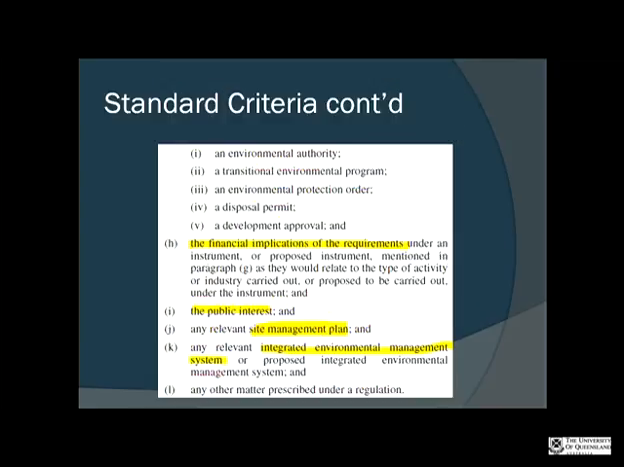You'll notice, though, that I've highlighted H on the second slide. They have to take into account the financial implications of any requirements that they're seeking to impose. That's part of the decision-making framework. They also need to consider the public interest. What we've seen in recent years is that the public interest includes things like greenhouse gas emissions and climate change. And so if it's not dealt with anywhere else, as a general rule, it will fall under public interest. They have to take into account any site management plan, any integrated environmental management system, and so on.